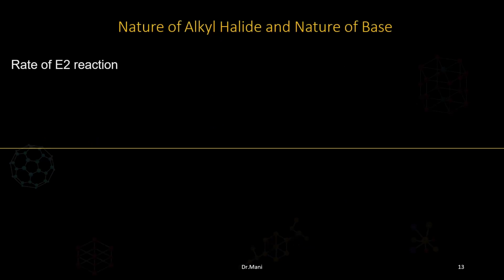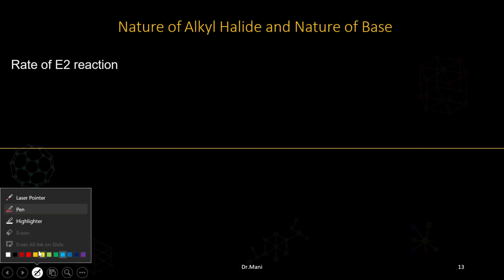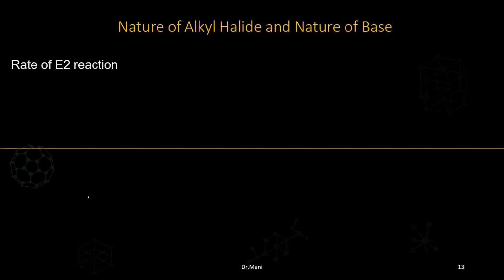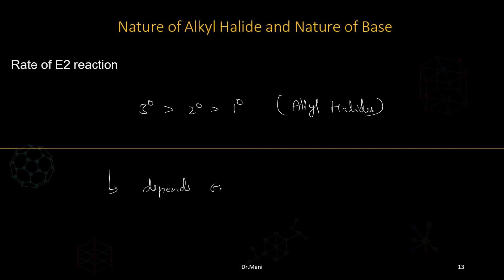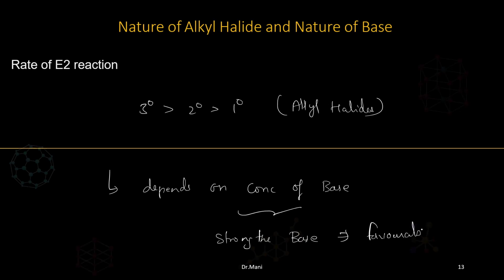So we saw what is the nature of alkyl halide. What is the order? So tertiary is greater than secondary is greater than primary. Just remember that. So all these are alkyl halides. So the rate of E2 reaction depends on the concentration of base as well. So it depends on the concentration of base. So the stronger the base is more favorable for E2 reaction.